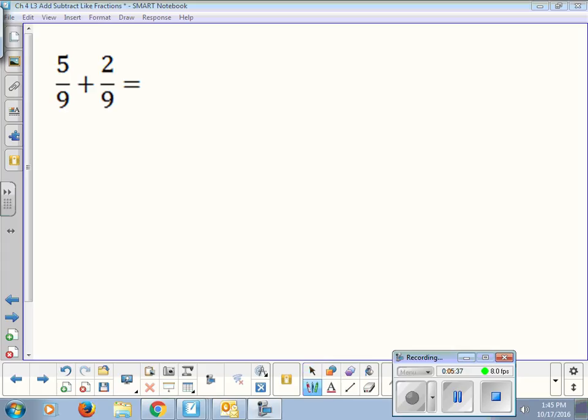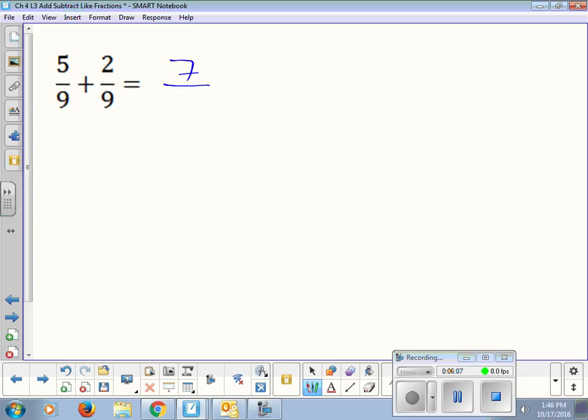So, for our first example, we are adding the two fractions, 5 ninths and 2 ninths. 7 ninths. So, for our rules for adding fractions, we have a common denominator, so we don't have to do that. We have like fractions. We're going to add or subtract our numerators. In this example, we have 5 plus 2, which is 7. And we keep the same denominator.